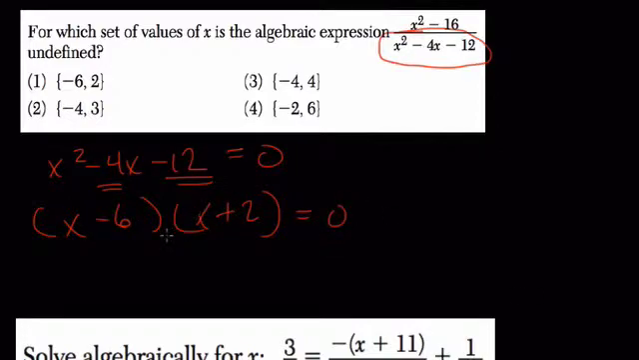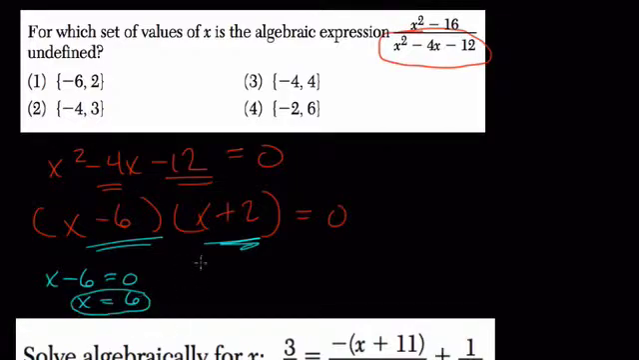Remember, we're trying to figure out what values of x would make this denominator 0. So if we multiply these two, we're saying we will get 0. So one of them is 0, right? Or both of them. Let's say x minus 6 equals 0. Add 6, you get x equals 6. So if x is 6, the denominator is 0 and the expression is undefined.